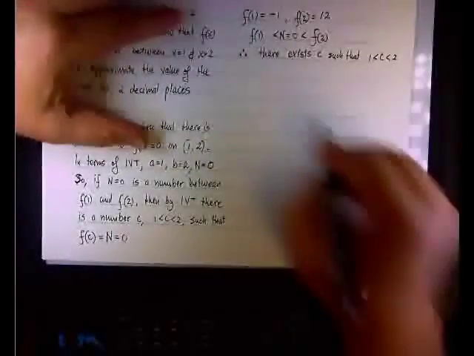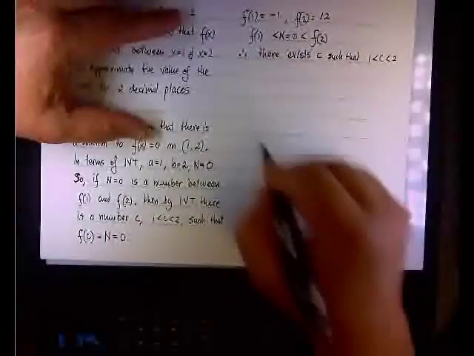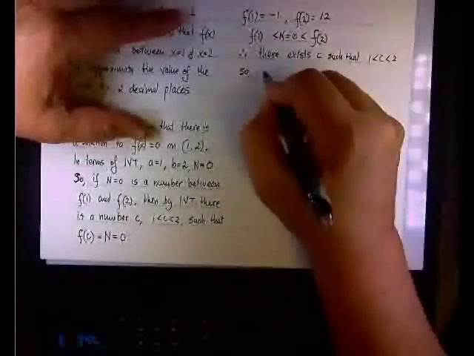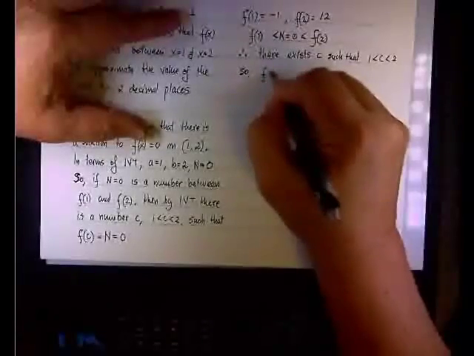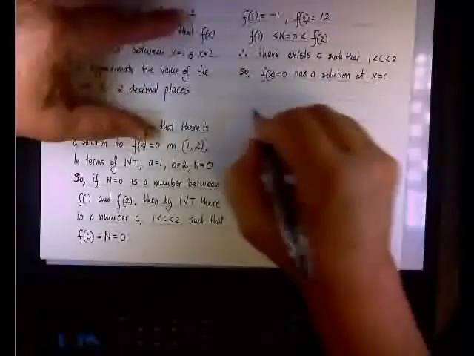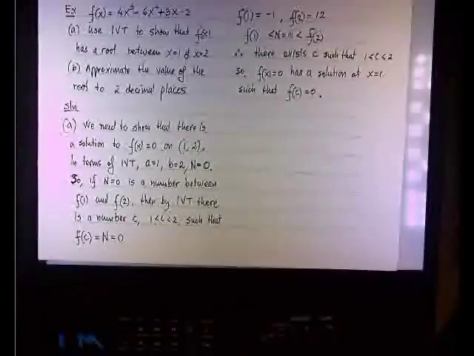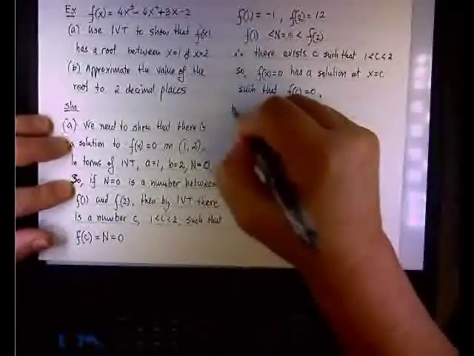We can say f of x equals 0 has a solution at x equals c, such that f of c equals 0. All right. I think the last sentence was a little bit redundant.